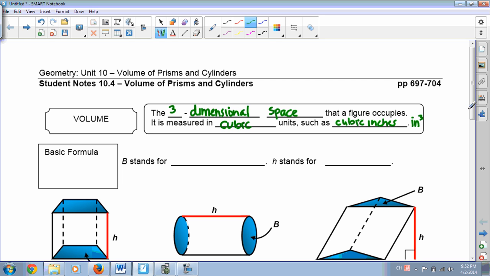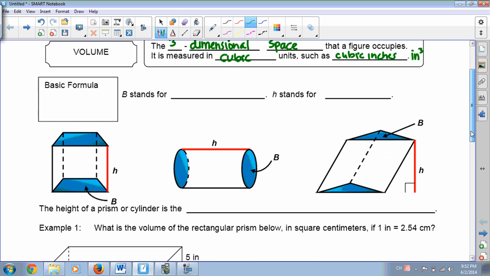Okay? So when we're talking about prisms and cylinders, they actually have the same formula. The basic formula for prisms and cylinders is volume is equal to big B times H. And we know that big B stands for the area of the base, and the H stands for the height of the figure.